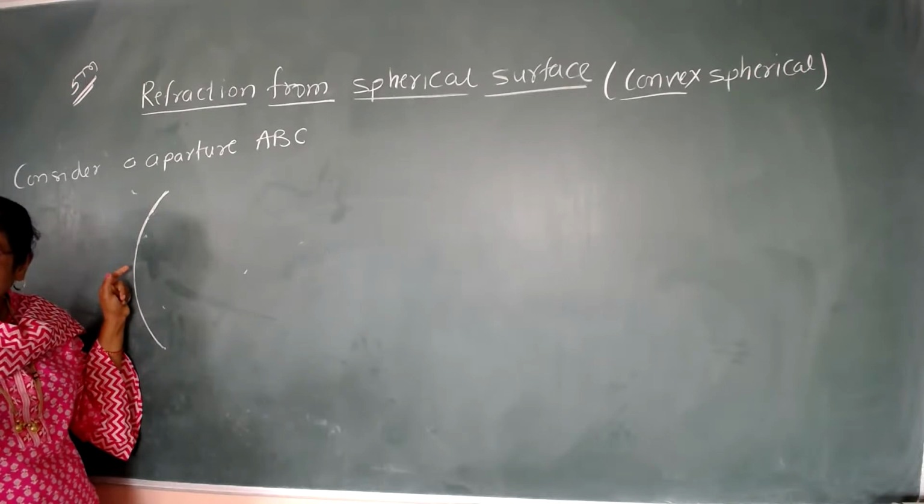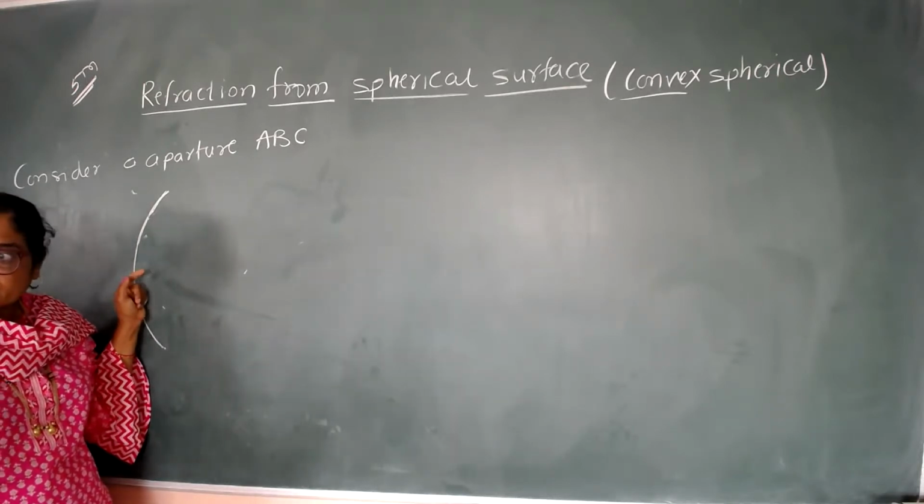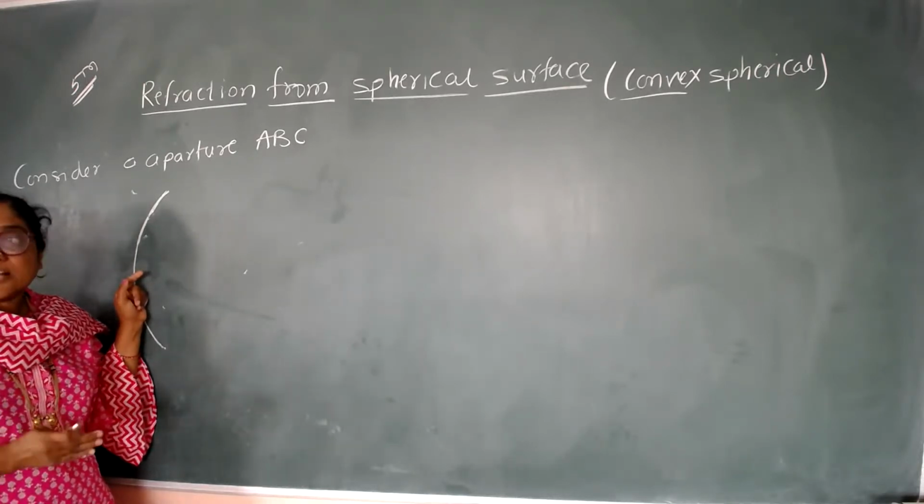One side is polished, meaning the rays are not refracted at the polished surface. The rays come back.